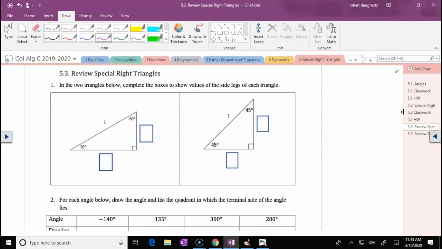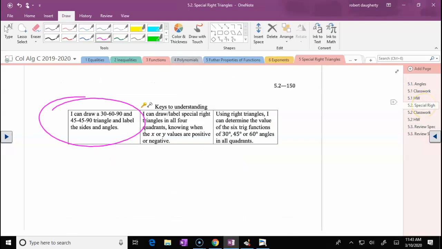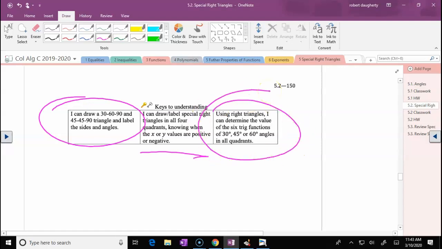If you don't know these two triangles, that's all we did today, knowing these two triangles. You've got to know these two triangles and then know how to use them and how to draw angles, okay? So the other thing is you need to be able to draw these triangles in all 4 quadrants, knowing which side is positive, which side is negative, and then using those triangles, be able to evaluate the 6 trig functions for 30, 45, and 60 degrees, okay? Okay, that's it.